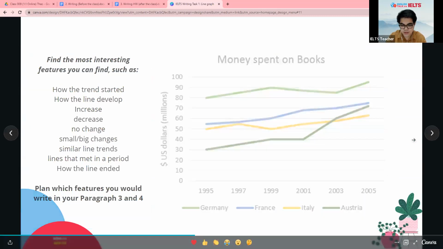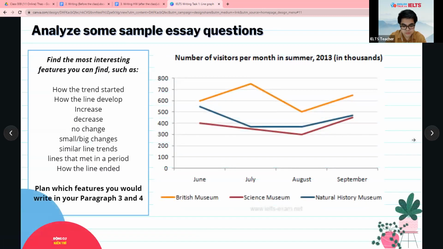Okay, let's go to the next one. Very easy, but I want to know how you will describe something that was a big change. One minute, go.